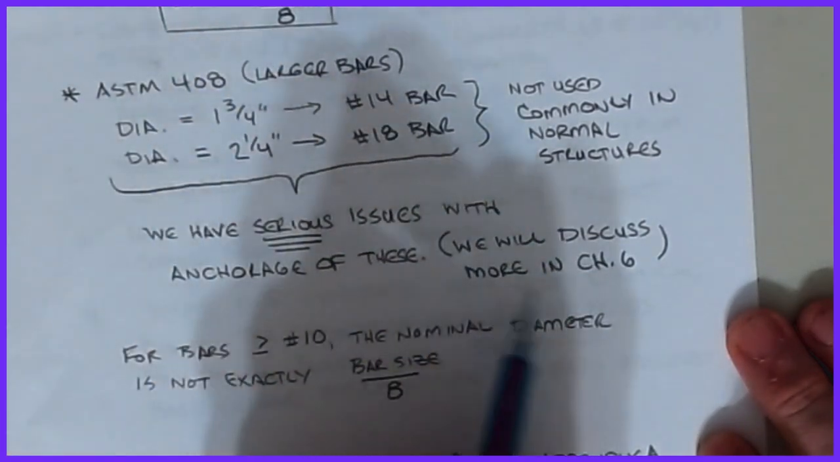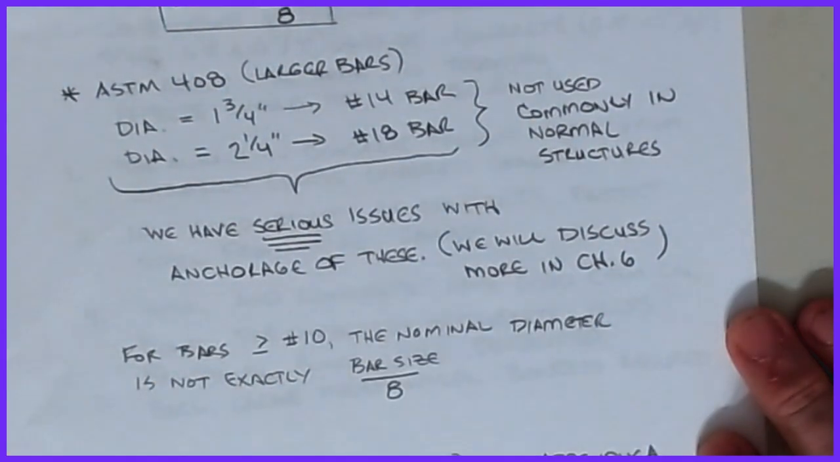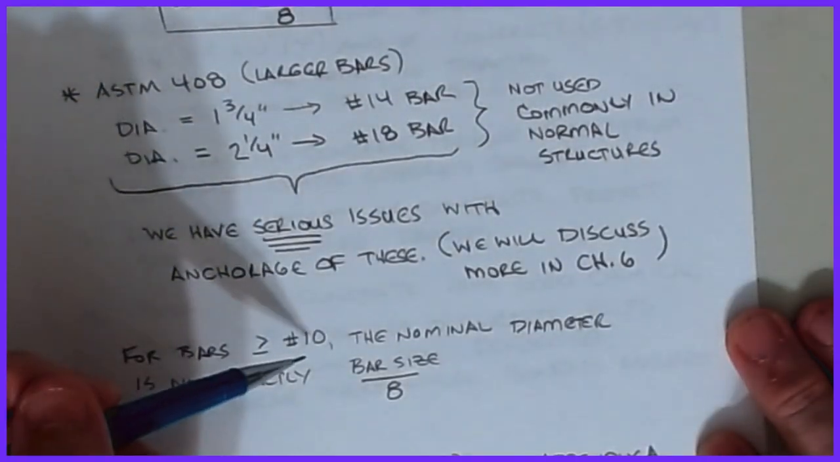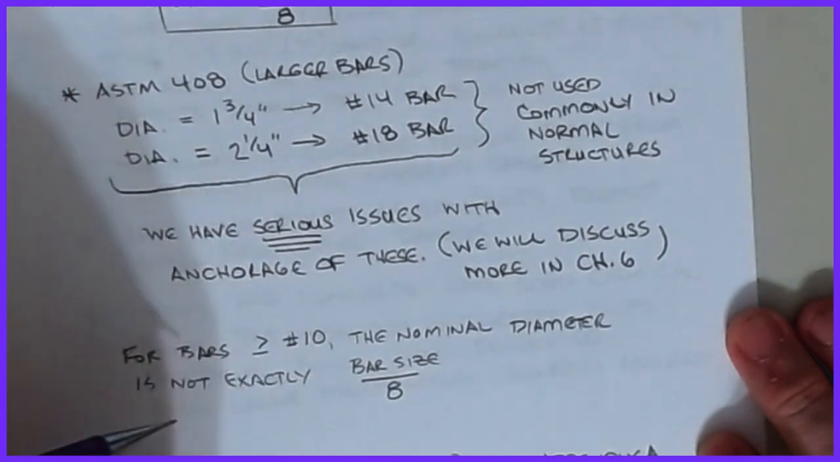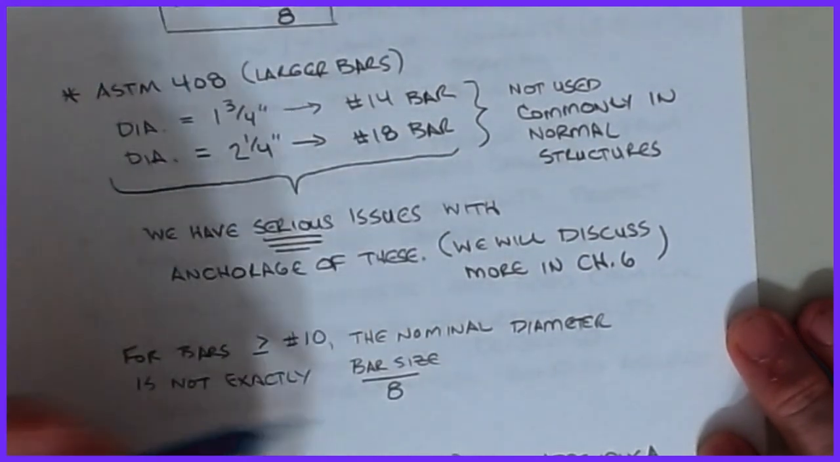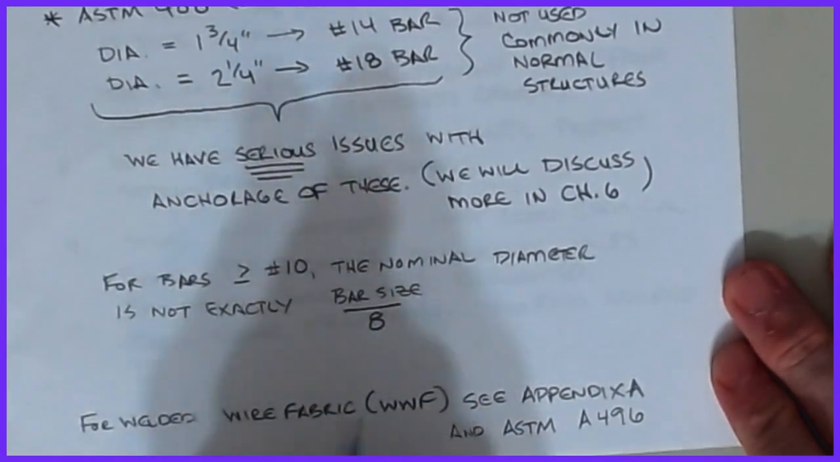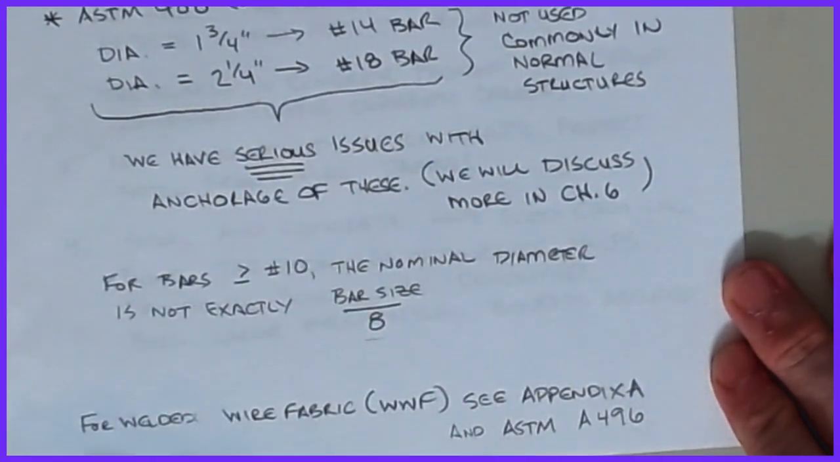And we'll discuss that more when we get to chapter 6 and start talking about developmental length. Okay. For bars that are greater than a number 10 in size, the nominal diameter also isn't exactly the bar size over 8. It starts to vary a little bit as you get to the larger sizes. But for smaller sizes, this is a very good approximation.